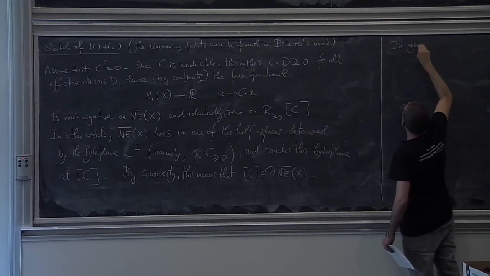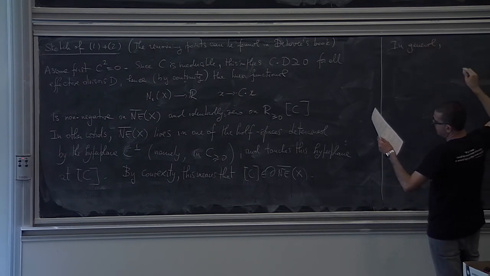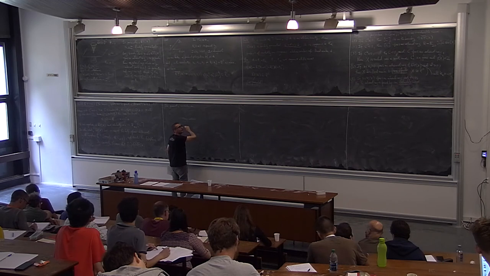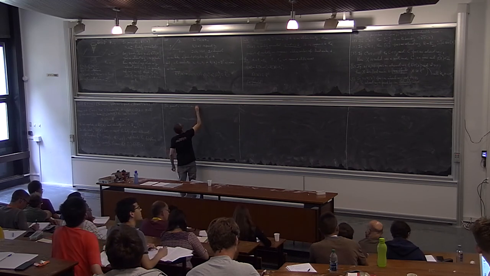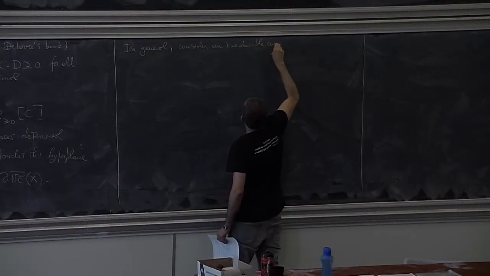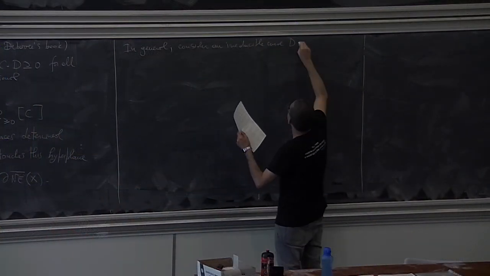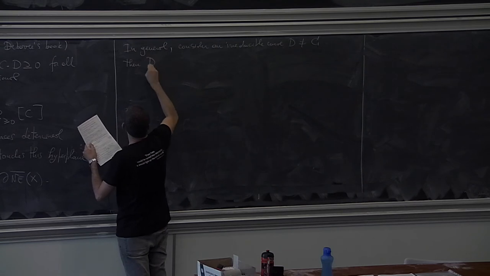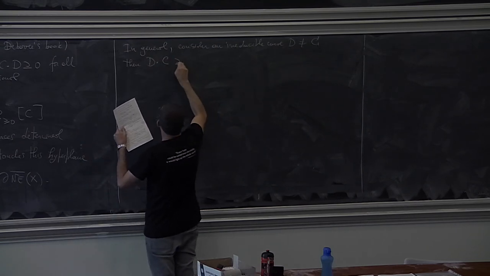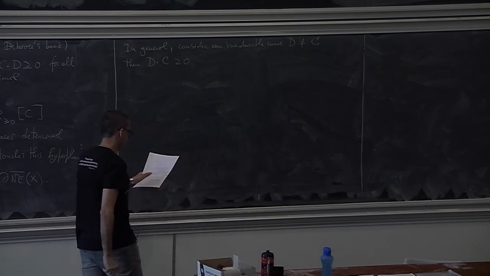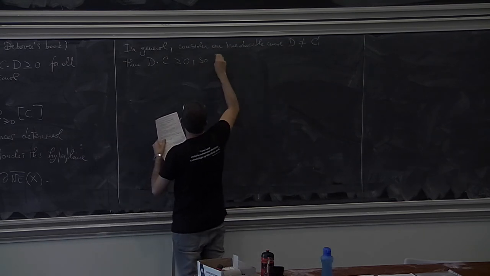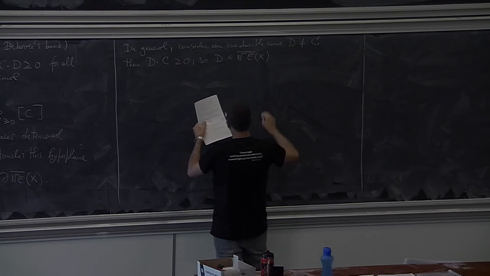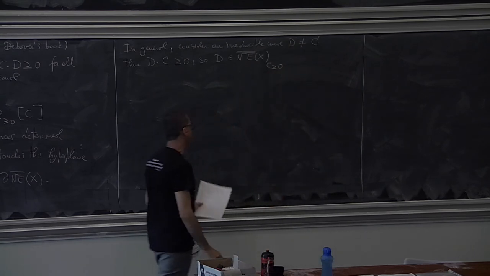In general, consider an irreducible curve D in X, different from C. Then D times C is positive, not negative. So D belongs to the part of the Mori cone which is in the half space C non-negative.